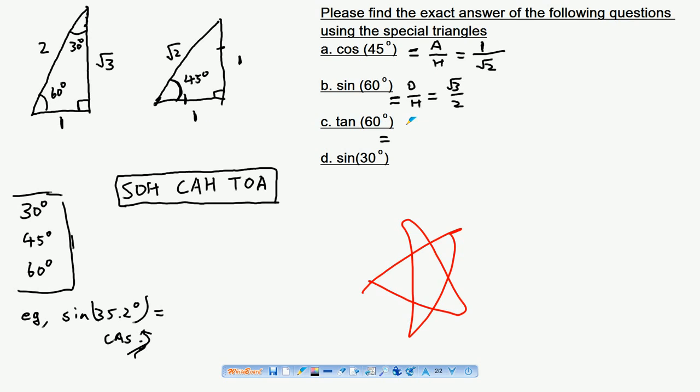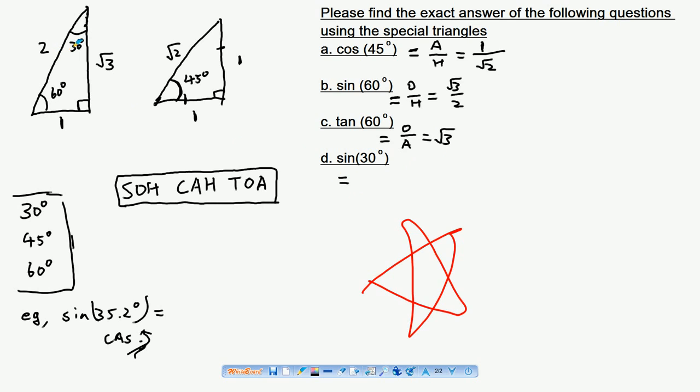Question C, tangent is your opposite on adjacent. For 60 degrees, the opposite is square root of 3, adjacent is 1, so it's square root of 3 on 1, so it's the same thing.